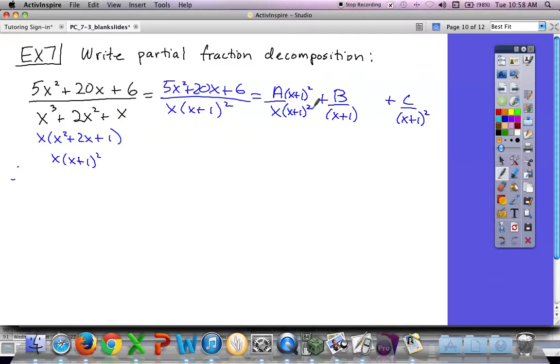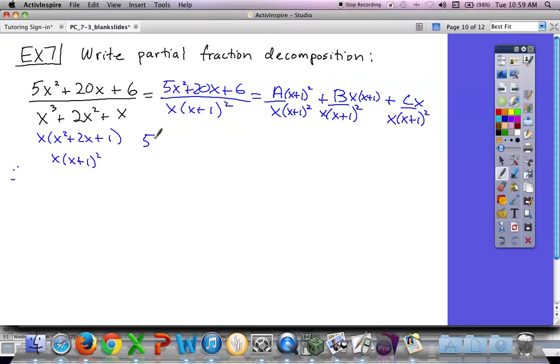Okay, what's the second fraction missing that the common denominator has? An x and an x plus 1, right? So we need to multiply this by x and x plus 1. And what's the last one missing that the common denominator has? Just the x, right? It's got the (x plus 1) squared. It needs the x. Okay, now they all have the same denominator. So we can make an equation from the numerator, right?